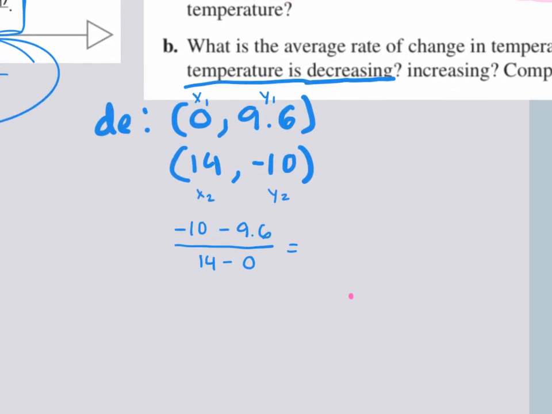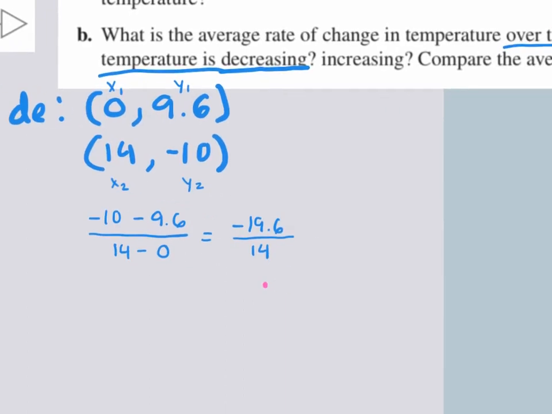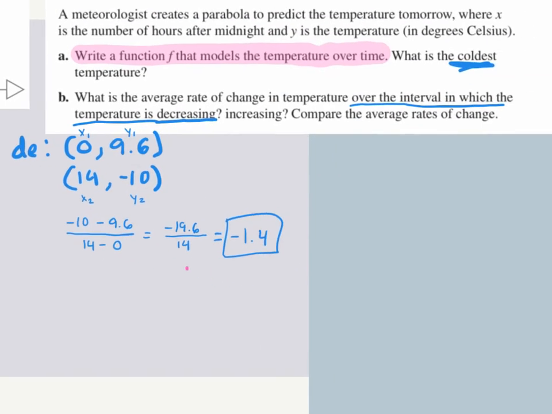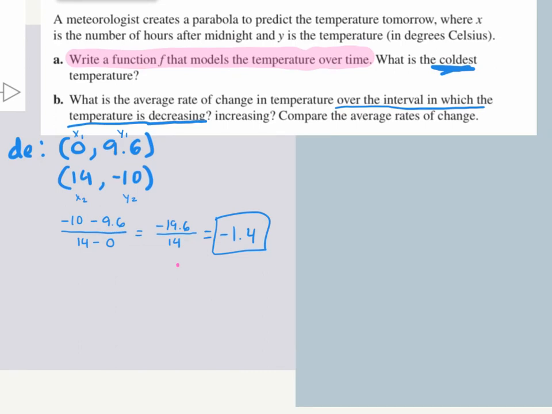So negative 10 minus 9.6 is negative 19.6 over 14. And this simplifies to negative 1.4. So our average rate of change is negative 1.4. That's when it's decreasing. Now we need to find the average rate of change when it is increasing.